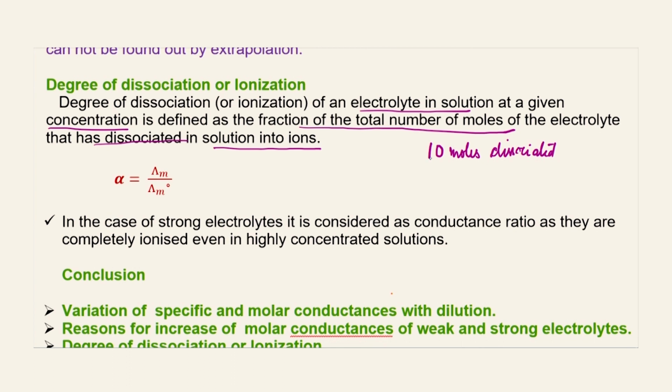Now, there is a weak electrolyte. So, at a particular concentration, let it be C, it is having 10 moles dissociated. But in total, suppose the total number of ions that can be obtained from that electrolyte is 50. Then after 10 moles are dissociated, 40 moles are undissociated.